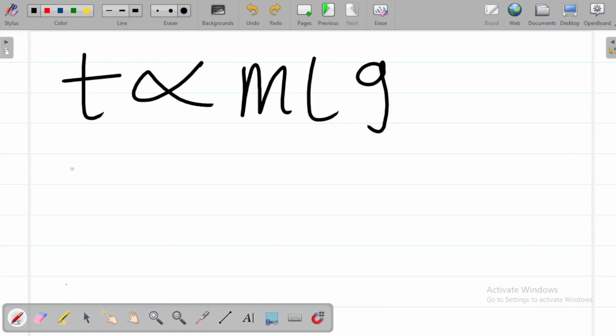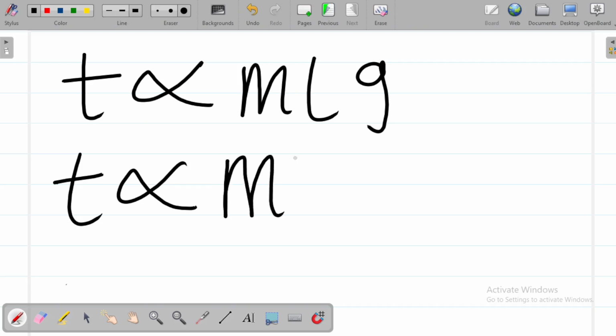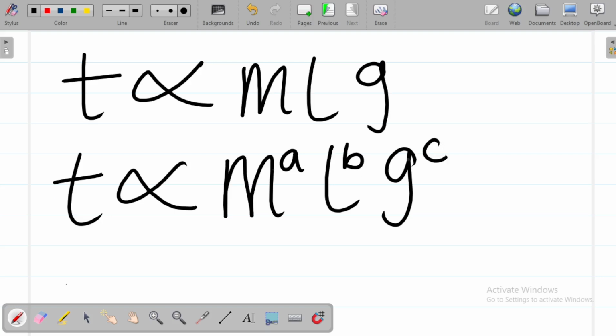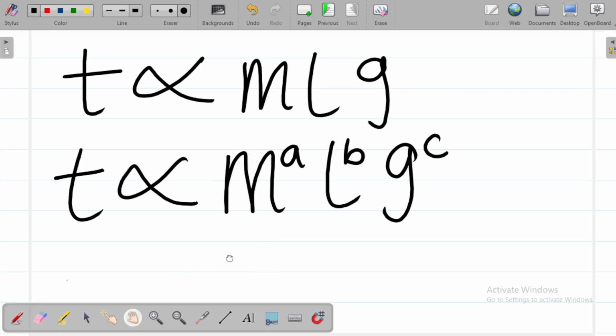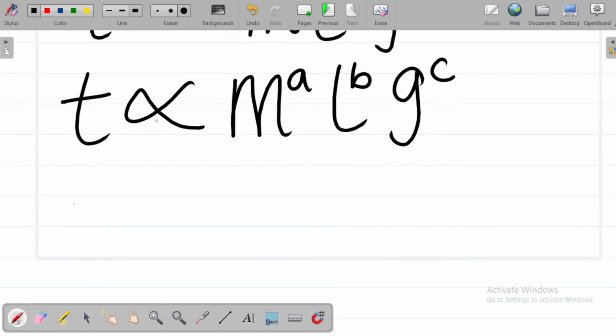Alright, so our next task is to introduce superscripts. So therefore, t is proportional to m raised to power, let's use a, b, c as the superscripts. So we have m raised to power a, multiplied by L raised to power b, multiplied by g raised to power c. Now remember, the reason why we have the proportionality sign here is because t depends on m, L, and g.